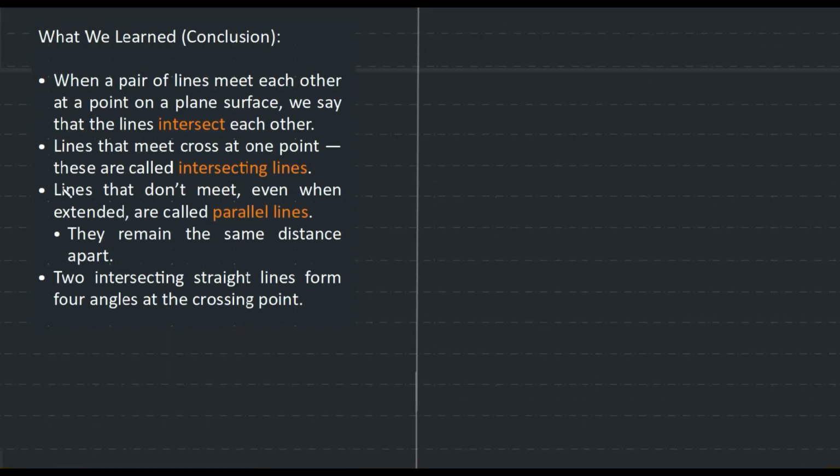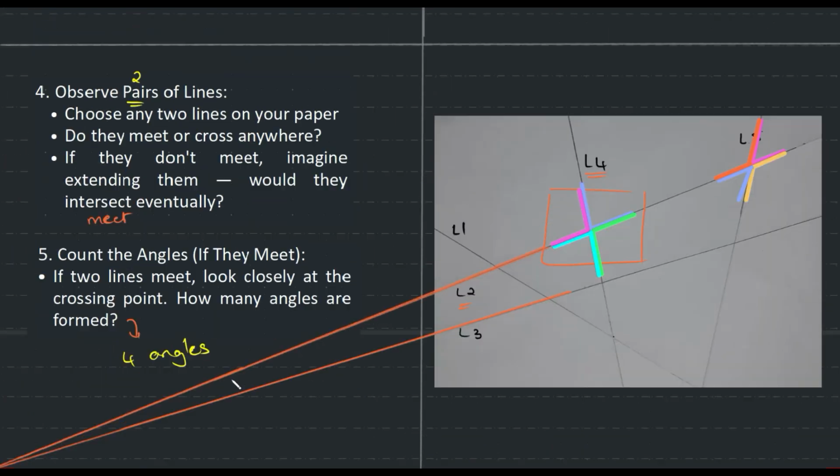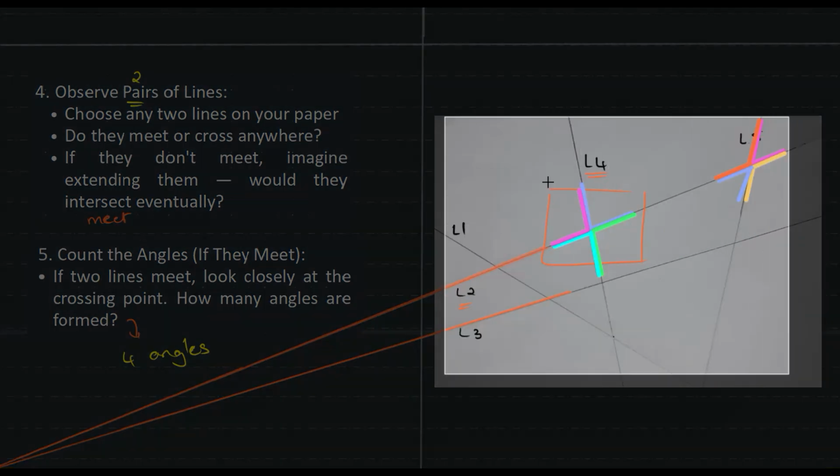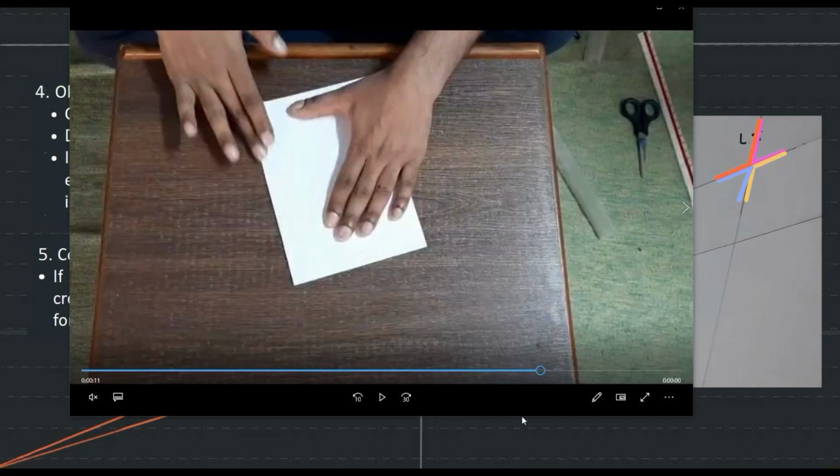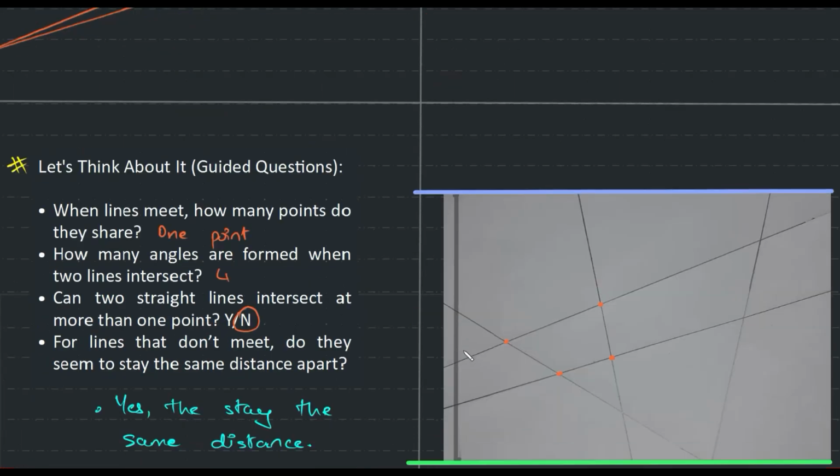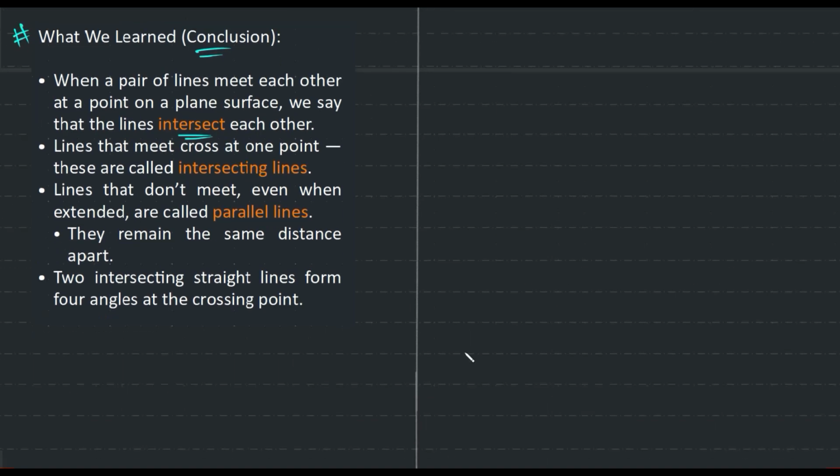Okay, and yes, what next? So what is the conclusion? Well, when a pair of lines meets each other at a point on a plane surface, we say the lines intersect. So here, in this case, let me actually take this. This is more convenient because we have already marked quite a few things. Labeling and all is done. So this is convenient.